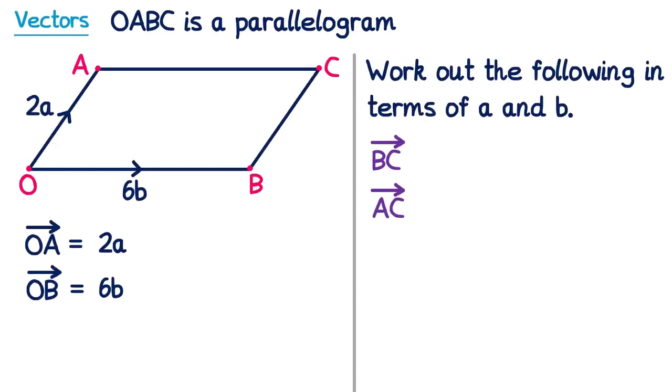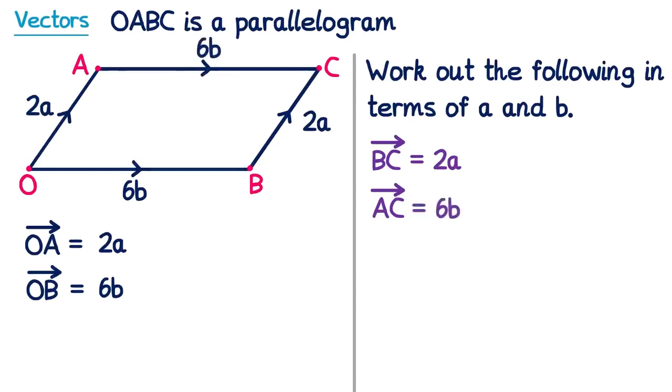Now looking at the vector BC on the right hand side of this parallelogram, that will actually be the same as the vector from O to A. Since these two lines are parallel and the same length, the journey from O to A is exactly the same as the journey from B to C. So BC is also 2A. In a very similar way, the vector from O to B is the same as the vector from A to C.